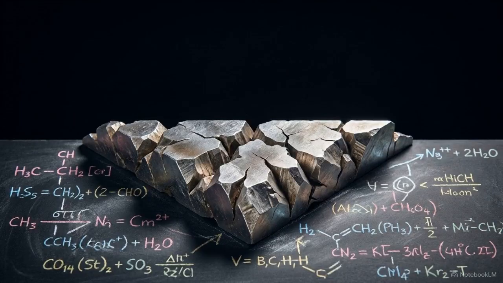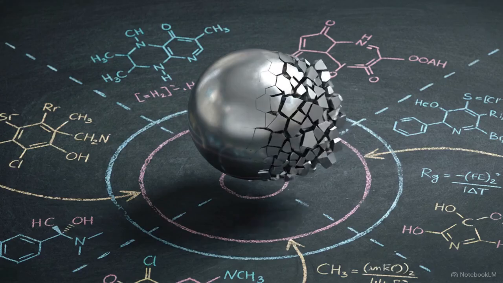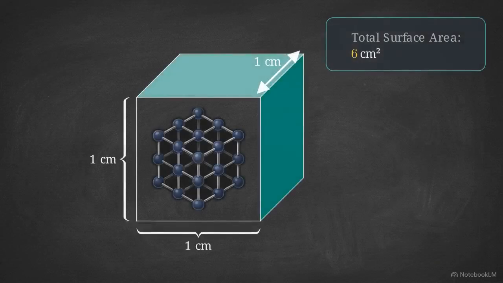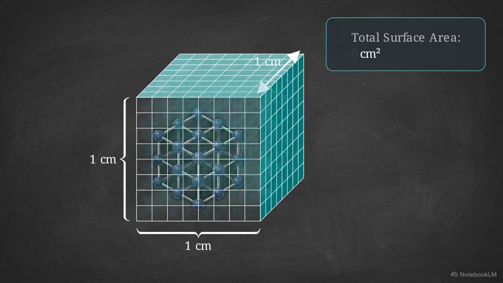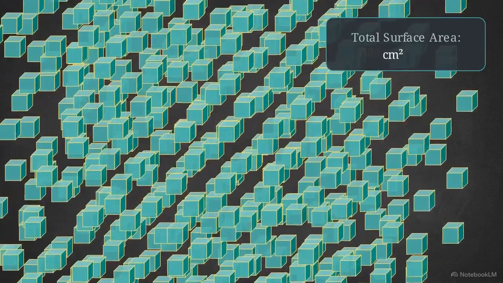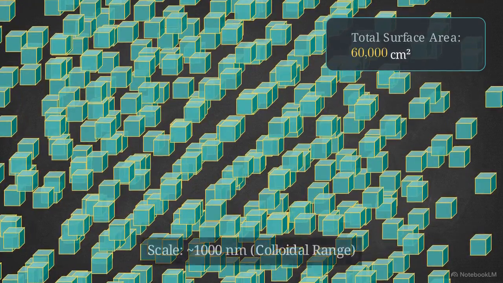Since adsorption is entirely dependent on the existence of a surface boundary, what happens to a physical system if we intentionally engineer it to have the maximum surface area possible? Look at the geometry of this 1 centimeter cube. It has a total surface area of 6 square centimeters. If we pulverize it into 1 trillion microscopic cubes, the internal bulk is exposed. The volume remains the same, but the surface area expands exponentially.